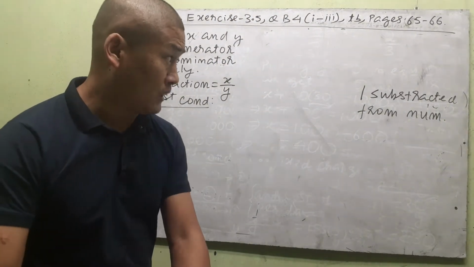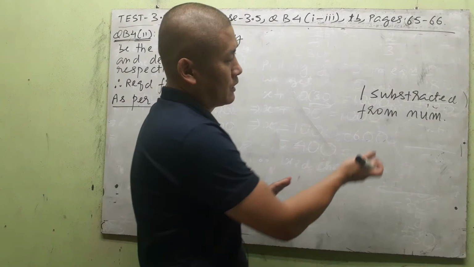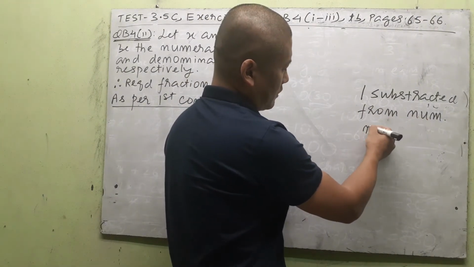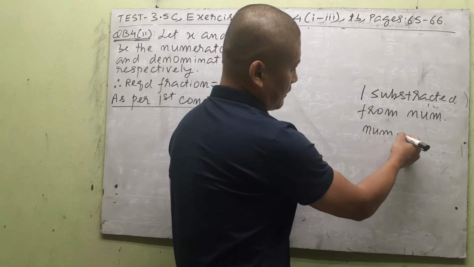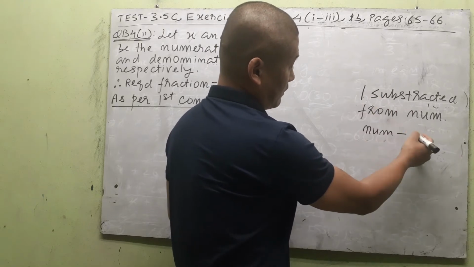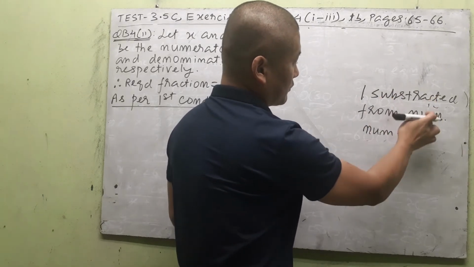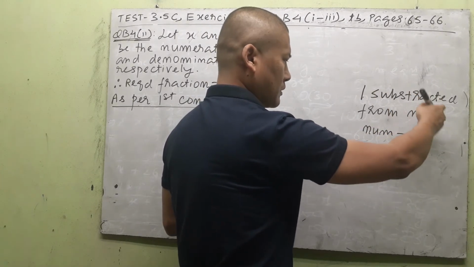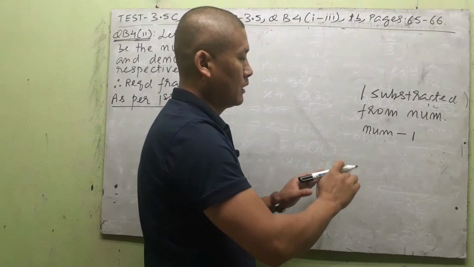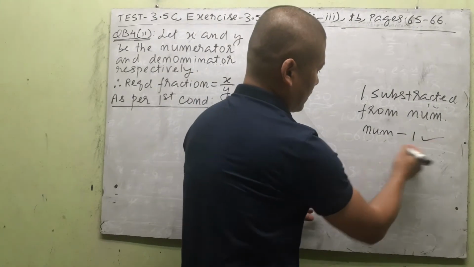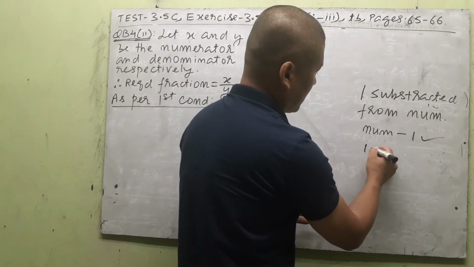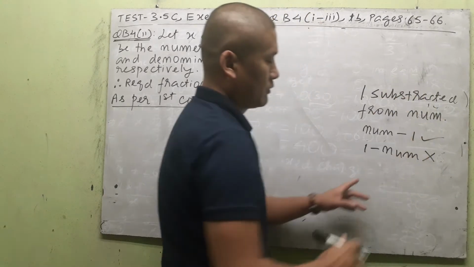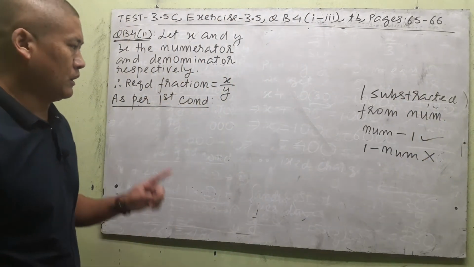The phrase 1 subtracted from numerator means, and this is very important in subtraction, numerator comes back, 1 comes first and minus, and then 1. 2 subtracted from numerator means numerator minus 2. So subtracted from always means back one minus front one. If you write first one minus second one, you're going to get it absolutely wrong, so keep that in mind.